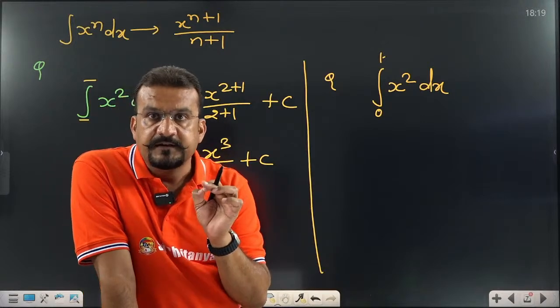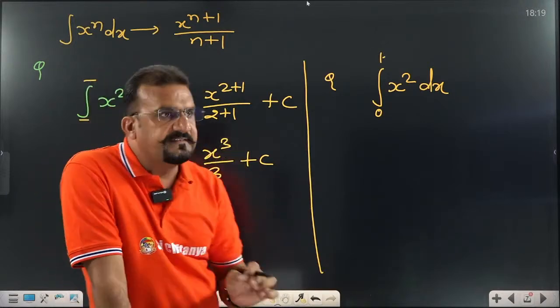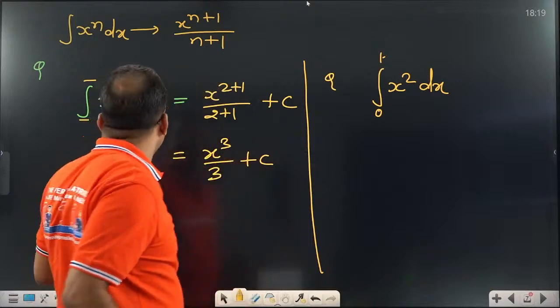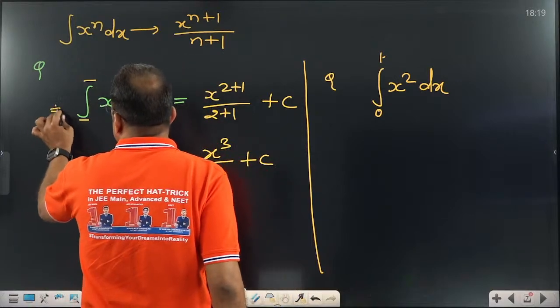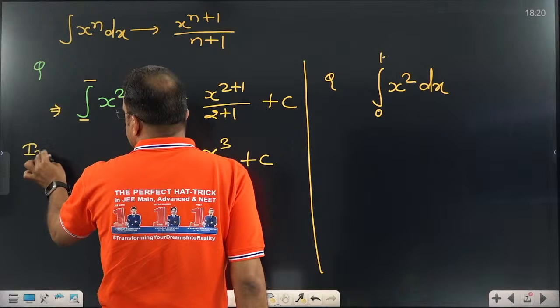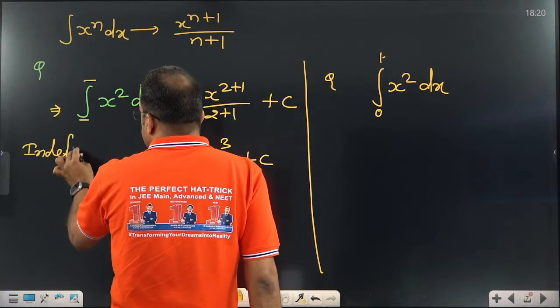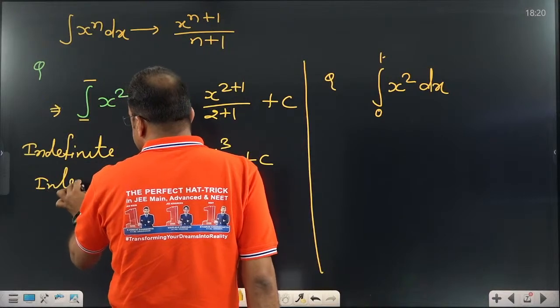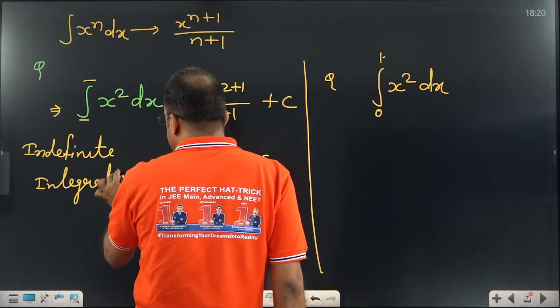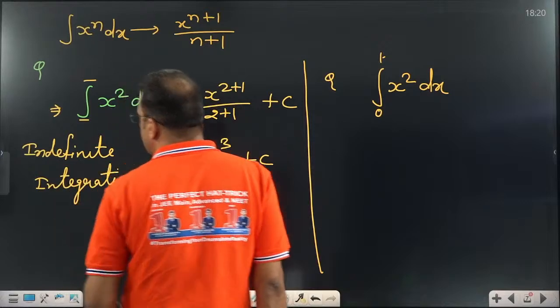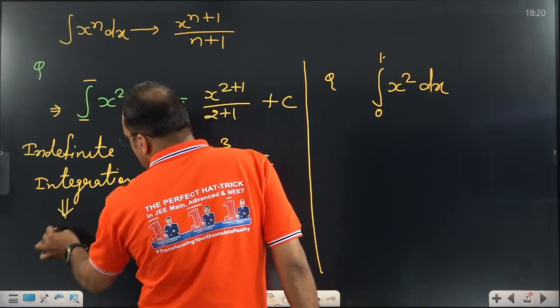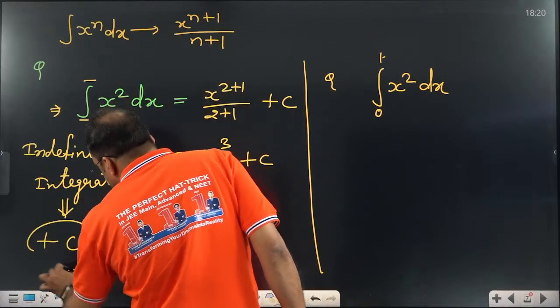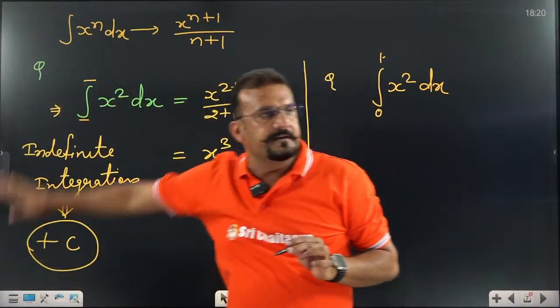They always define whether the integration is definite or indefinite. The integration where no limits are there is indefinite integration. Indefinite integration means we don't have limits from where to where we have to add. That's why we always add one constant C. This is the basic concept.